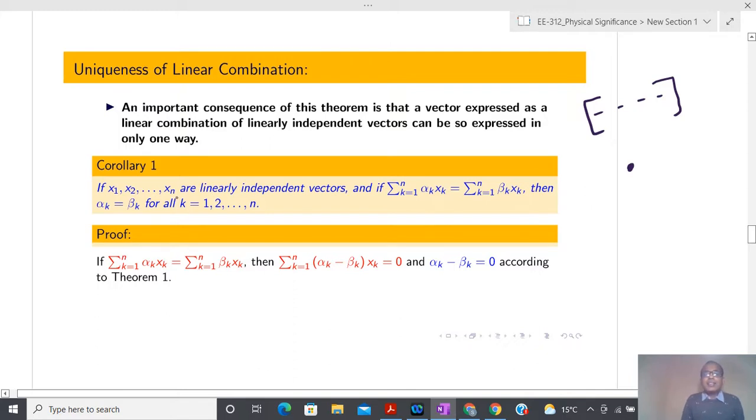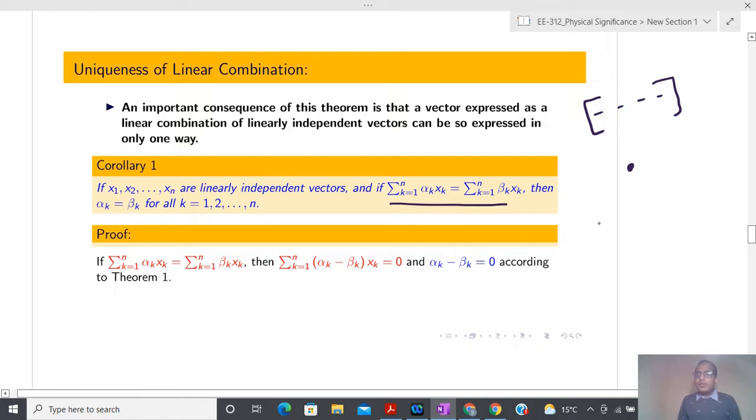Suppose x1, x2, up to xn are linearly independent vectors. Then I can write the sum of alpha k xk. Now, I am going to select another set of scalars to represent the same vector. Since these are linearly independent, the same point I represent has only one solution, that is alpha k equal to beta k. Okay, what does it mean?